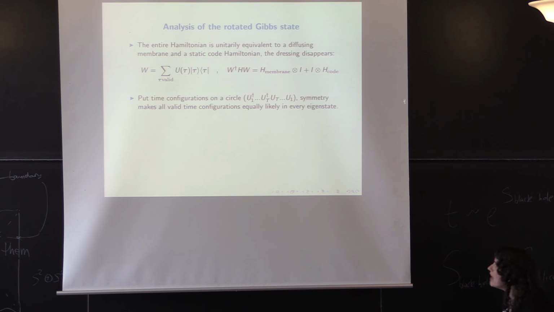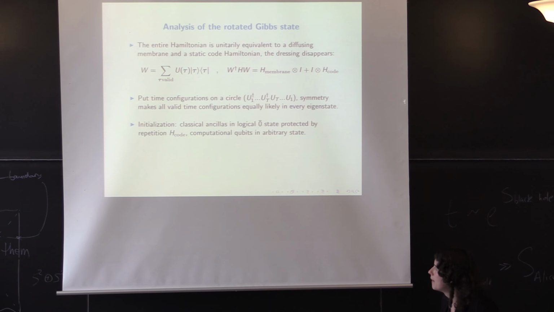Another important step is that we want to understand the distribution along the time configurations, and to do this we're going to put time on a circle so that we can take advantage of symmetry. You can imagine that you spend half the circle doing your computation and the other half just undoing it with the adjoint of those gates, and this means that by symmetry all of the valid time configurations will be equally likely in every eigenstate. So this is what we're going to use to understand the distribution along the time register, to make sure you have a reasonable probability of measuring the output.